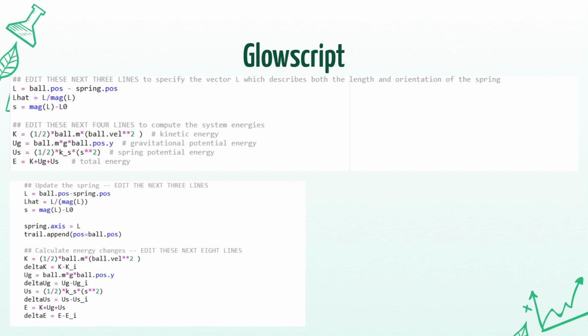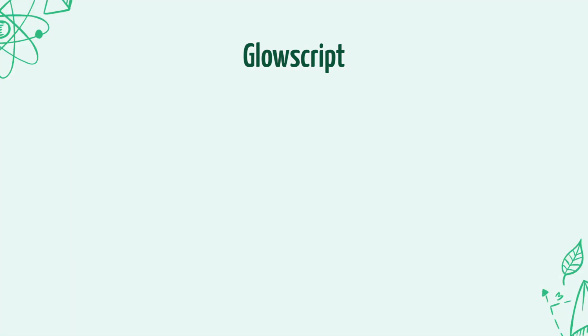And then you can see, using the different energy formulas, we find total energy based on kinetic, gravitational, and spring potential energy. The second line is very similar, but this is in the loop, so it can update as the program moves. You can see the change in energy.